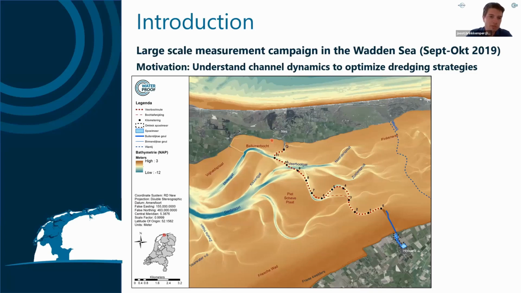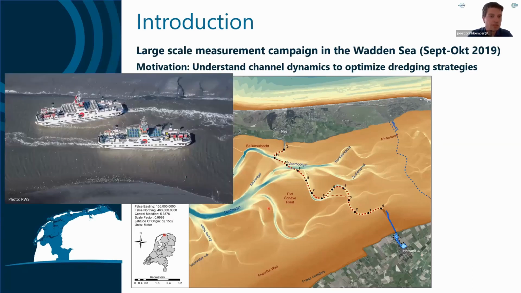This whole area in between the island and the mainland is submerged by seawater during high tide, and during low tide only the main channels remain with water. The area is highly dynamic due to very large flow velocities, and therefore it's really challenging to keep the main navigational channel for the ferry that goes to the island, here in the dashed red line, open.